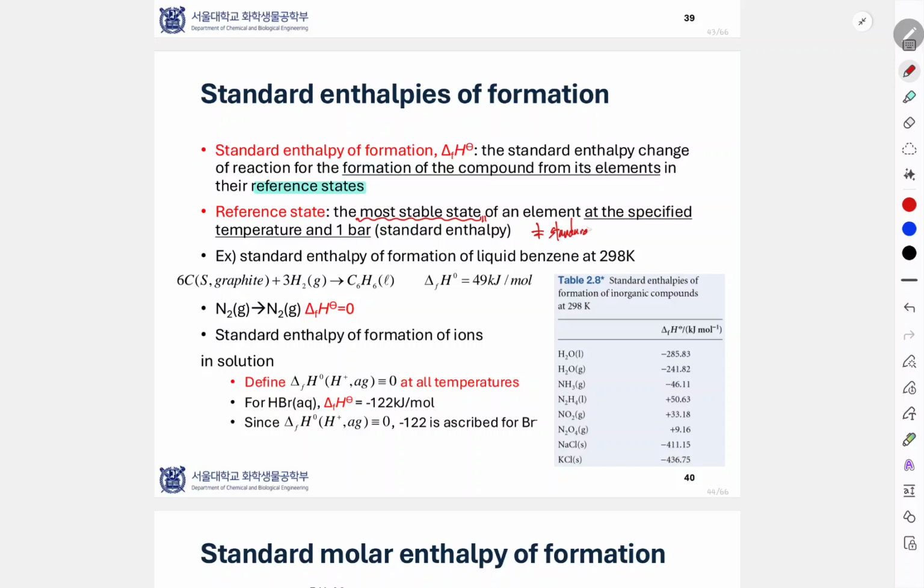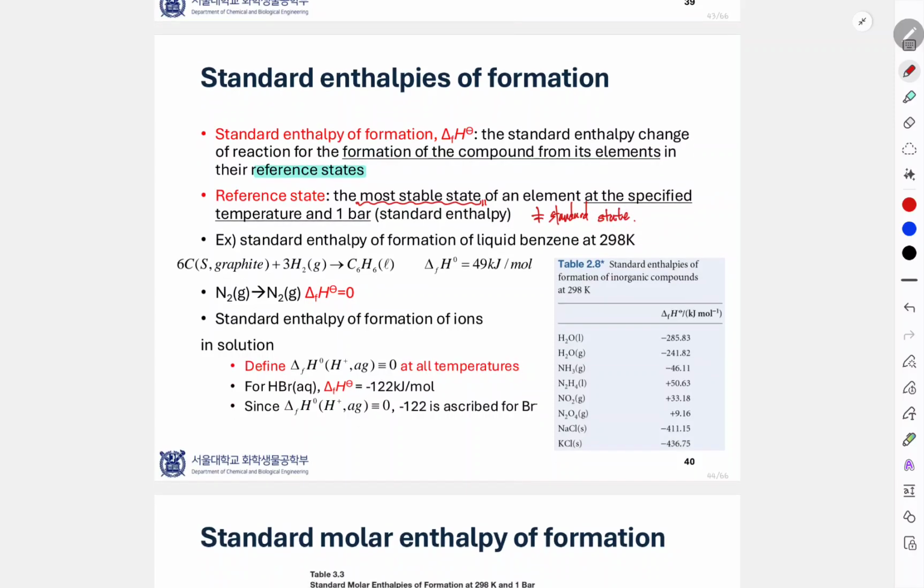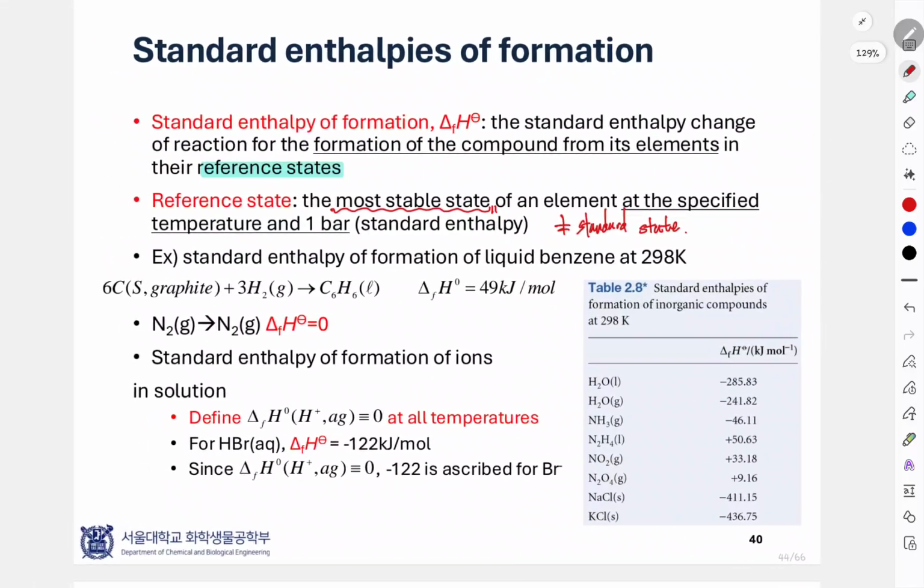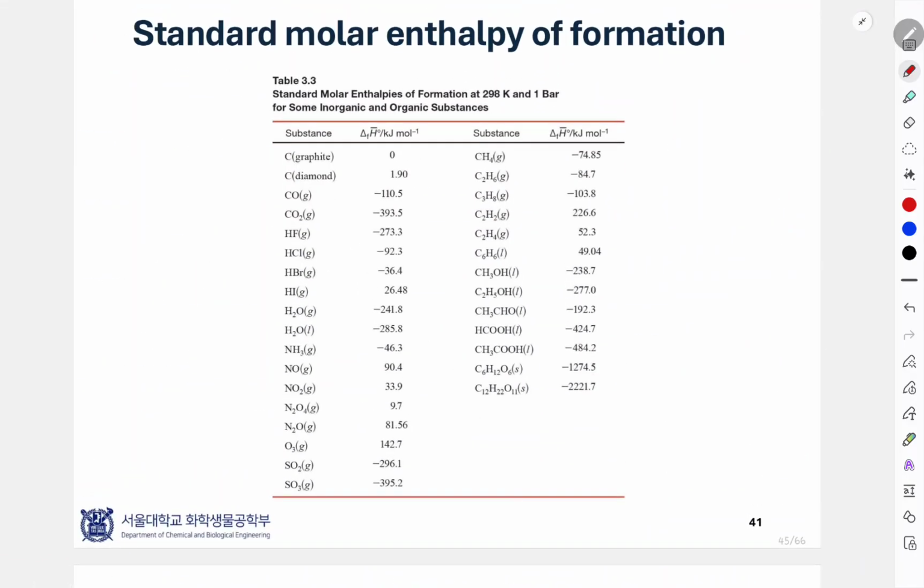You can see this in the table. The standard enthalpy of formation of graphite is 0, but diamond has some nonzero number. This means that graphite is the most stable form at room temperature and 1 bar, and it is the reference state of carbon.